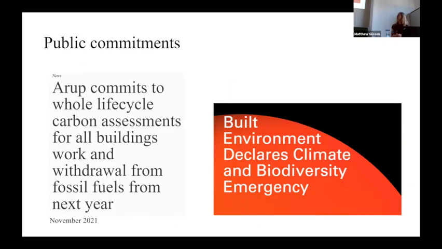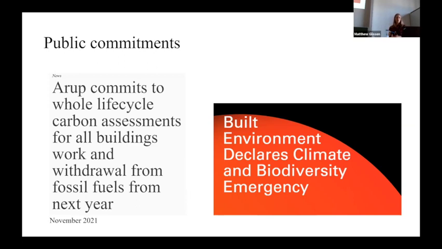We made some public commitments. So during COP26, we committed to doing whole life cycle carbon assessments for all buildings. So embodied, capital, operational, and also user carbon where possible for all of our buildings projects from now on. And I assume we'll be making a similar commitment for infrastructure projects. So they're more tricky, which is why we can't say we're doing it for all of them yet.